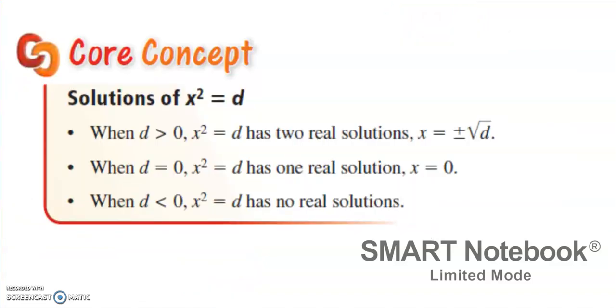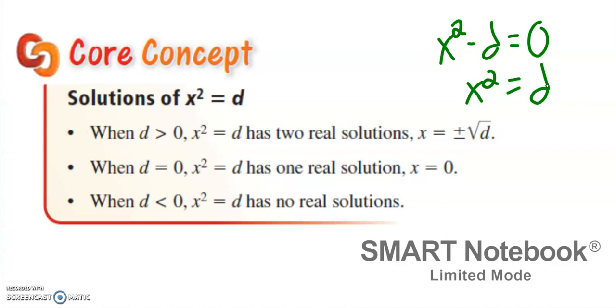So here is another core concept. When you have solutions of this x squared is equal to d, right? So if we're solving for it, so if I have x squared minus d is equal to 0, and then I get x squared is equal to d, that's how we get there. If this number d is greater than 0, it's going to have 2 real solutions by taking the square roots. If d is equal to 0, it's going to have 1 solution where x is 0. And if this number d is less than 0, it's going to have no real solutions.